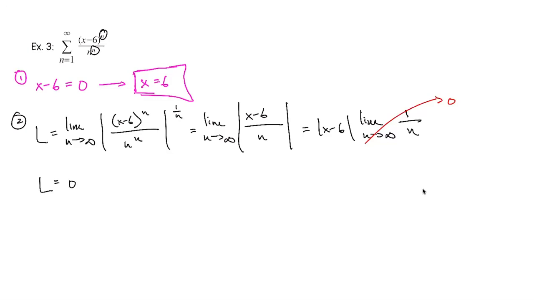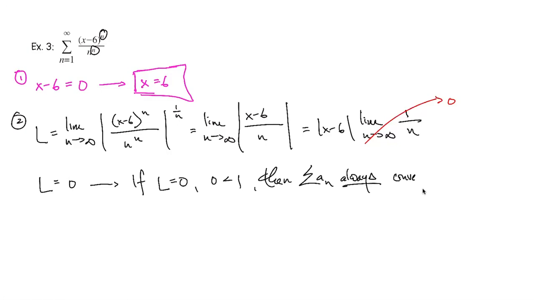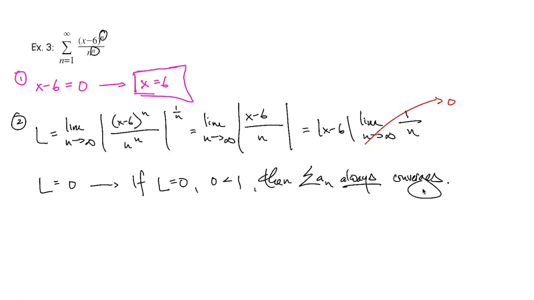What that means is this. If L equals 0, then 0 is less than 1. Then this series always converges. So this doesn't happen all the time, but once in a while you encounter a case where whatever infinite series you're looking at does converge for all the values of x, all of the values of x.